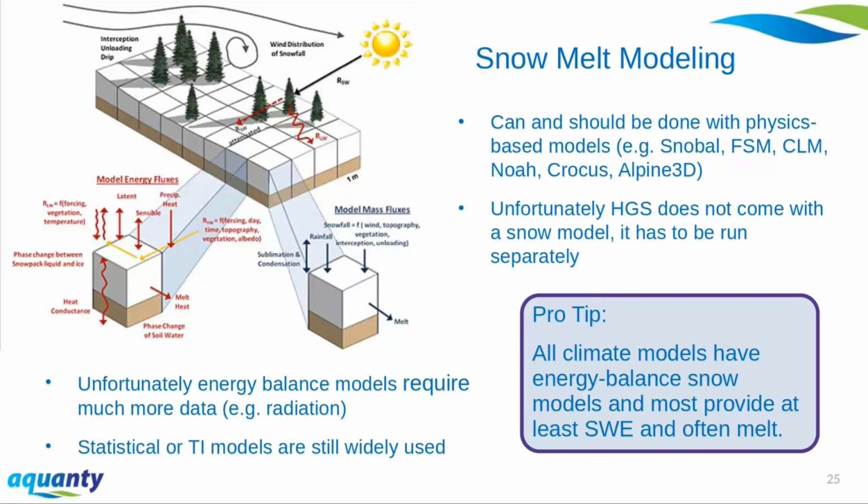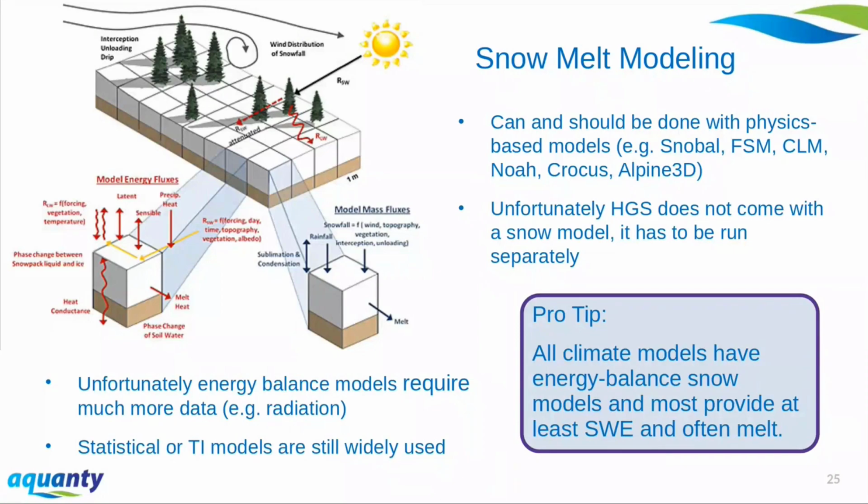HGS doesn't have an energy balance model included, so you'll have to run that offline. In-house, we run Snowball and NOAA. We are switching to CLM right now, but there are also very sophisticated models like Crocus or Alpine 3D. These models are used for avalanche forecasting. So they represent essentially every process that you can think of in snow, layering, 50 layers, everything you want. So you can get very complex on this, but it's often not necessary.